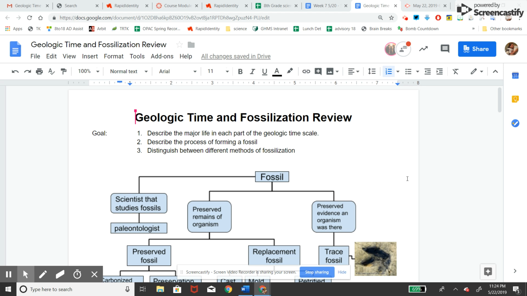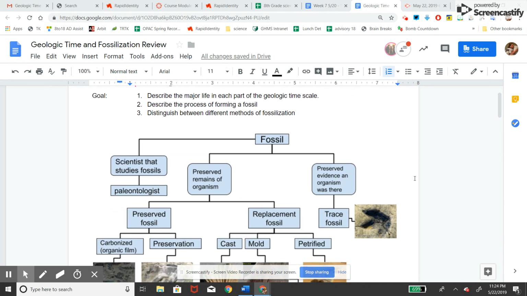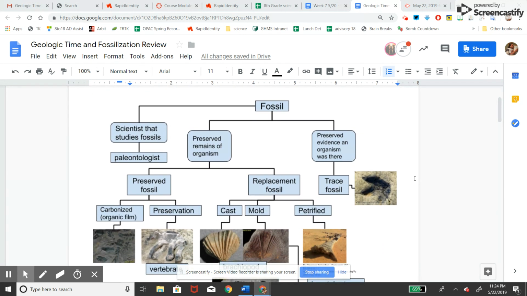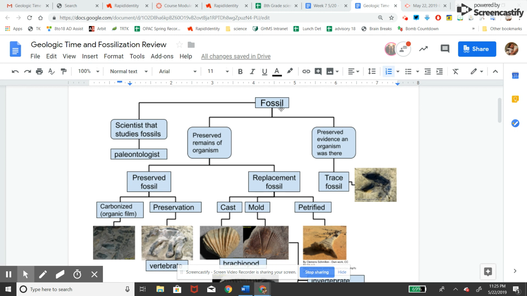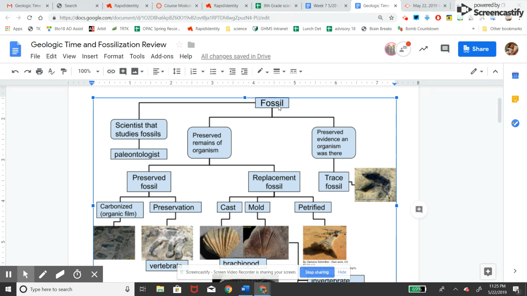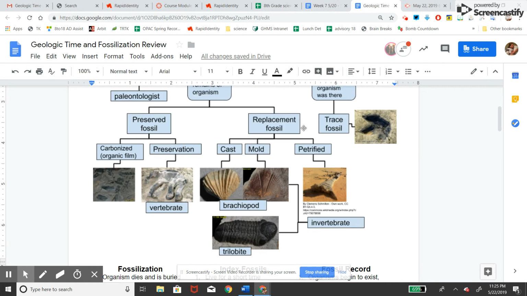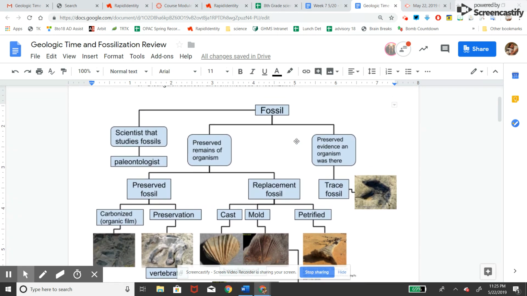All right, let's look at geologic time and fossils today. Here's a good idea about fossils. A scientist that studies fossils is a paleontologist. What a great word. A fossil is something that is preserved. Preserved evidence that an organism was there is a trace fossil, like a footprint. It tells you the organism was there, but it is nothing belonging to the organism. Another type is the preserved remains of the organism.